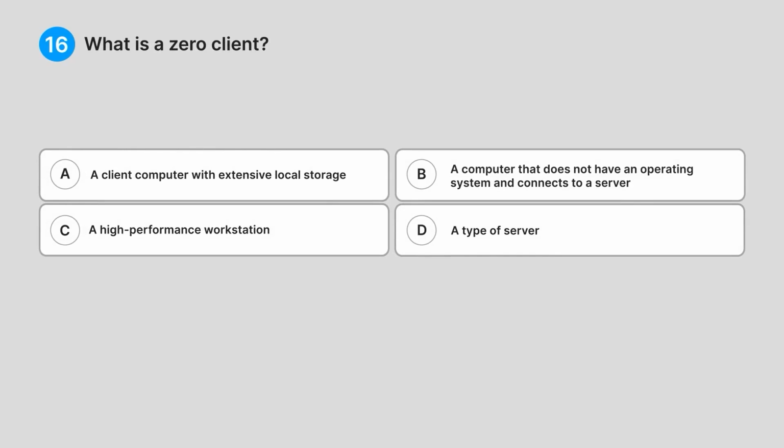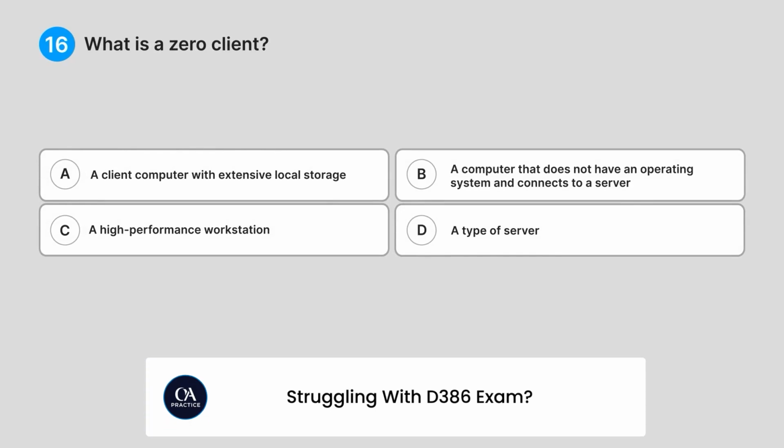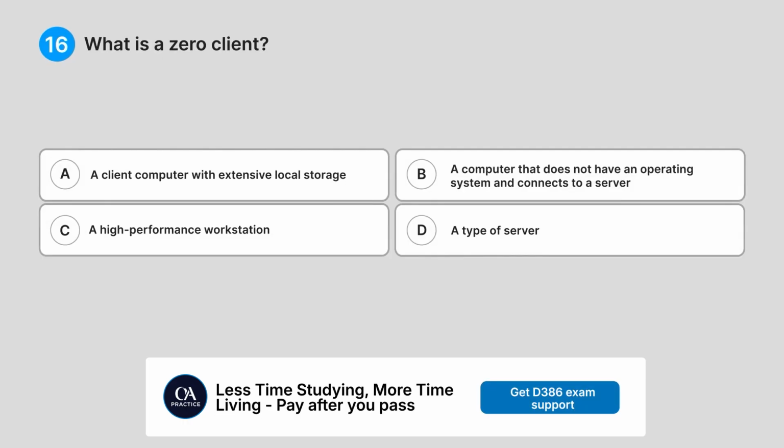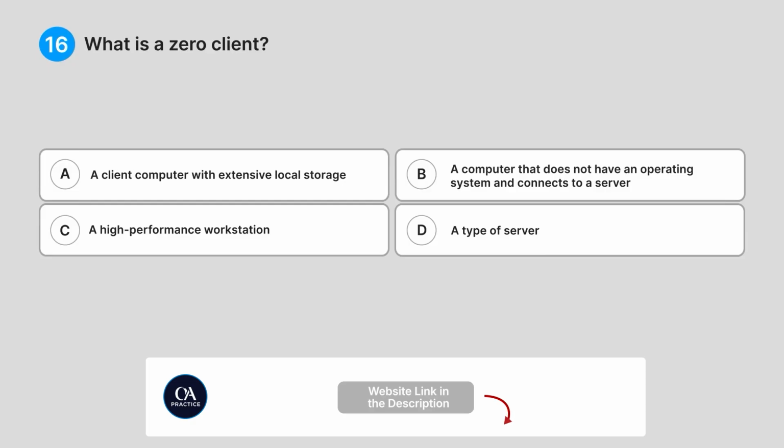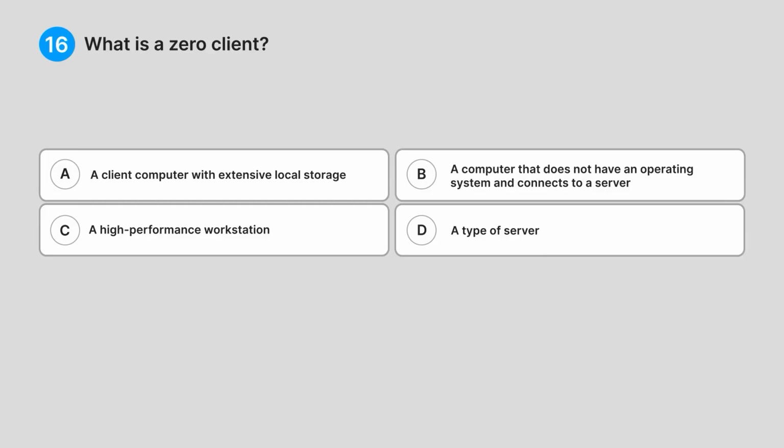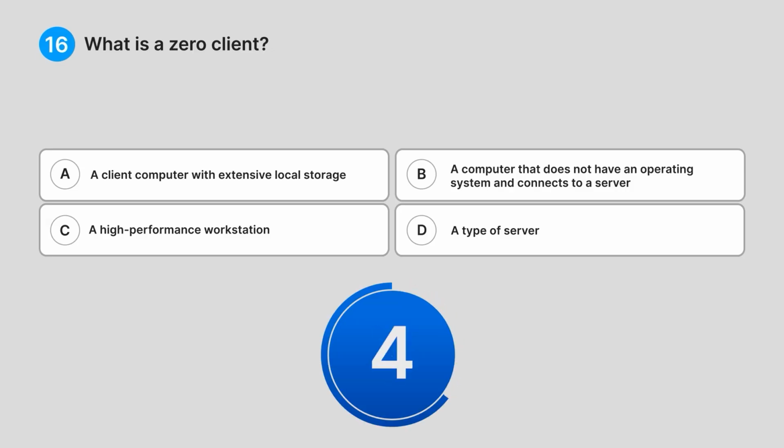16. What is a zero client? A. A client computer with extensive local storage. B. A computer that does not have an operating system and connects to a server. C. A high-performance workstation. D. A type of server. Can you guess the answer?